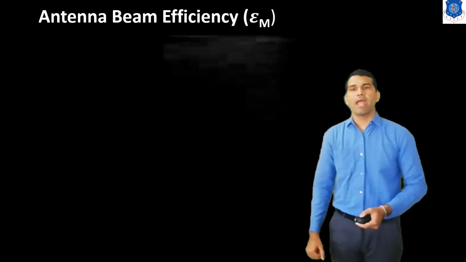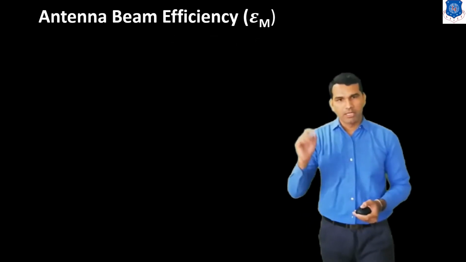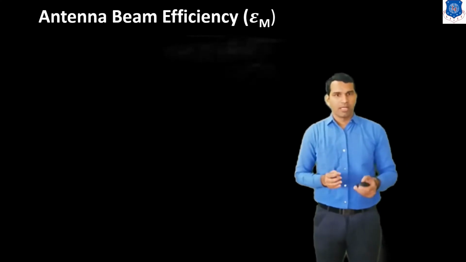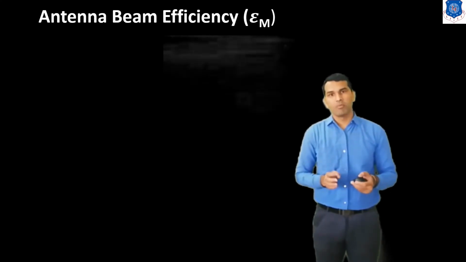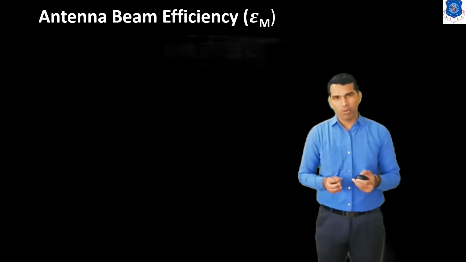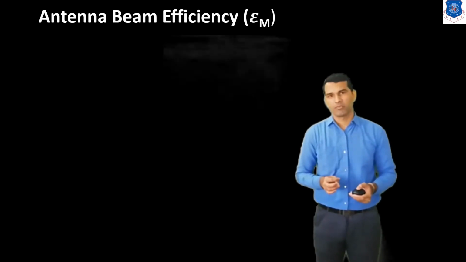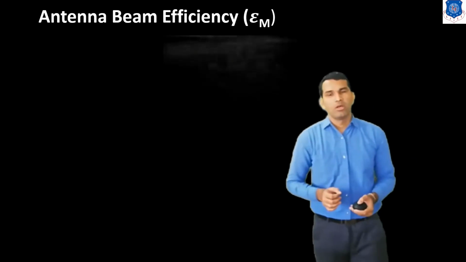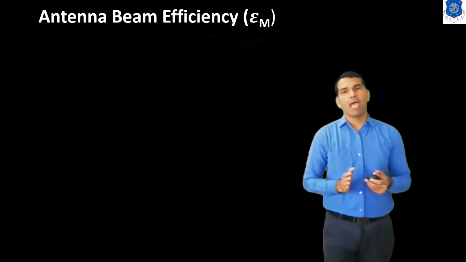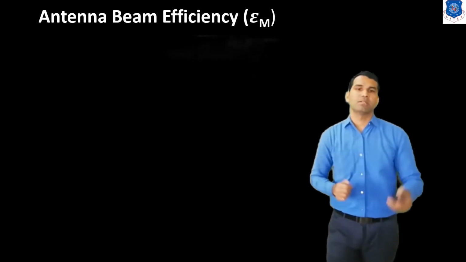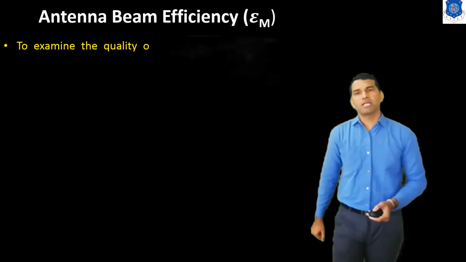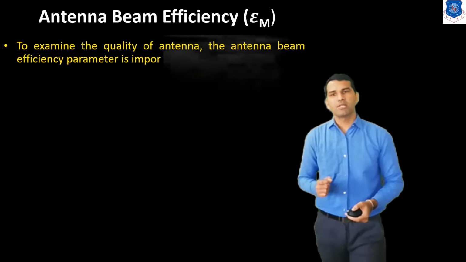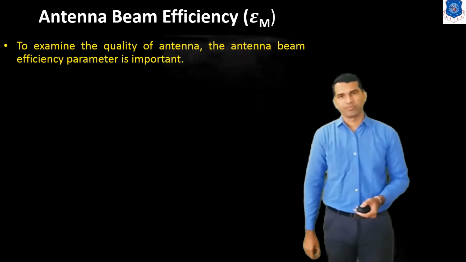Now we discuss the antenna beam efficiency. In the last lecture we discussed what the antenna beam is, then the beam width of antenna, half power beam width HPBW, and first null beam width FNBW. Here we discuss the antenna beam efficiency. To examine the quality of an antenna, the antenna beam efficiency parameter is important.